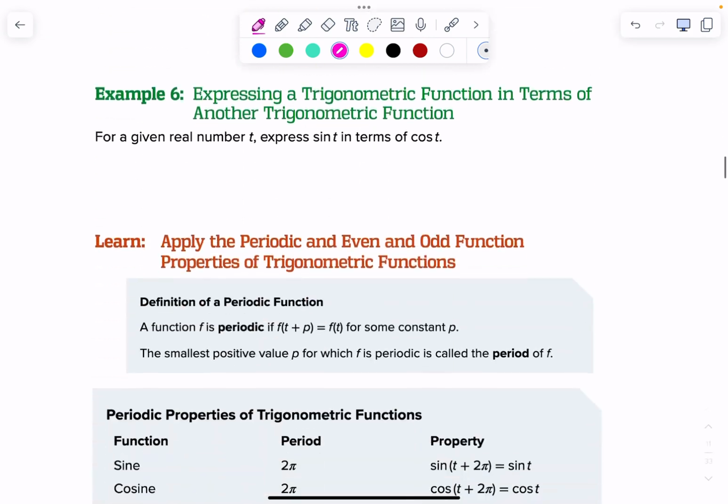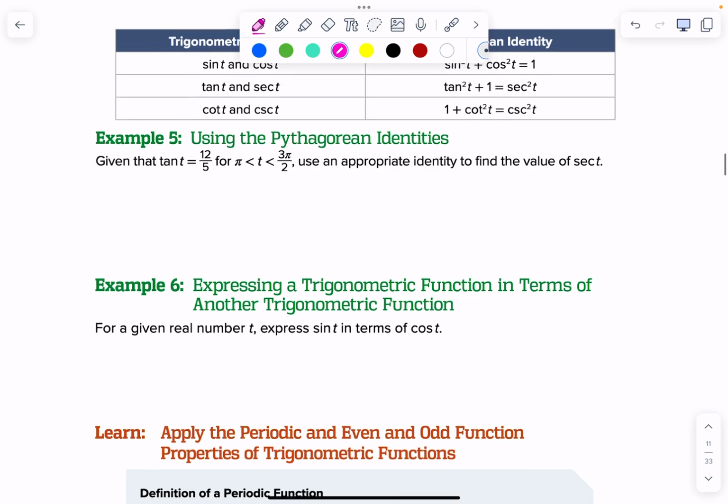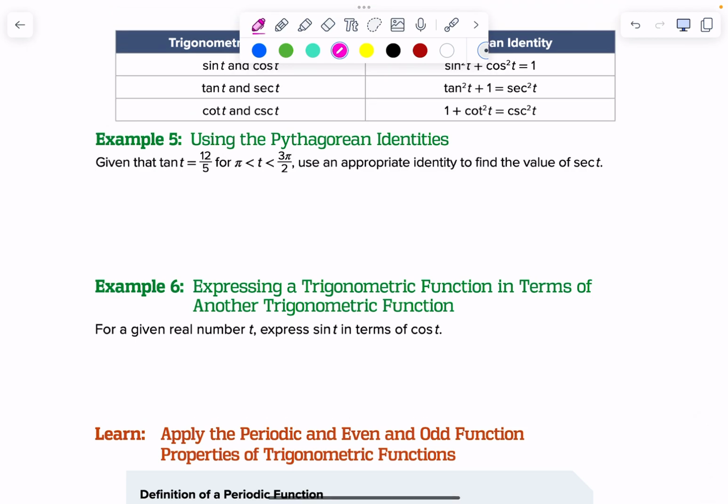Okay. Let's do a little bit more and then we'll stop. Maybe we'll do example 5, example 6, and then we'll stop, okay?